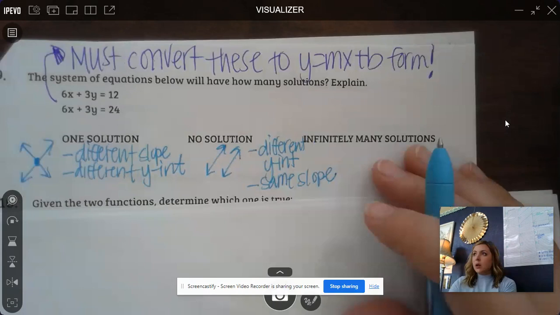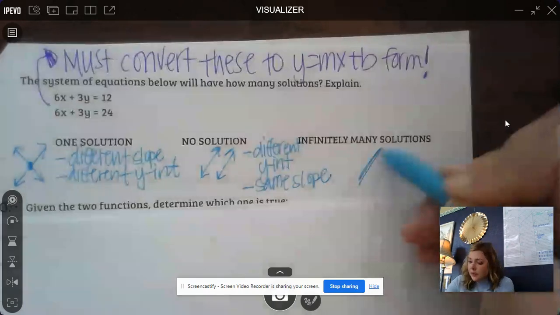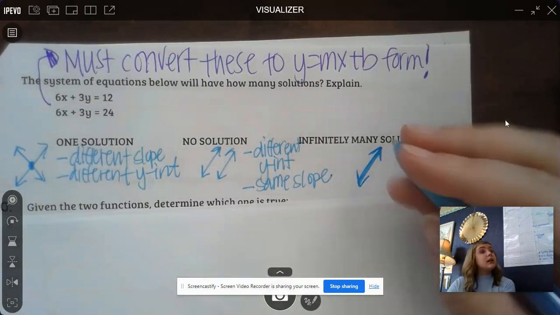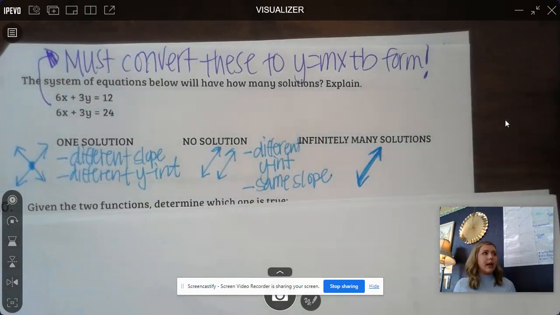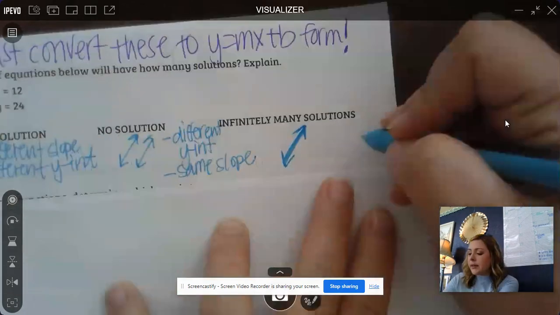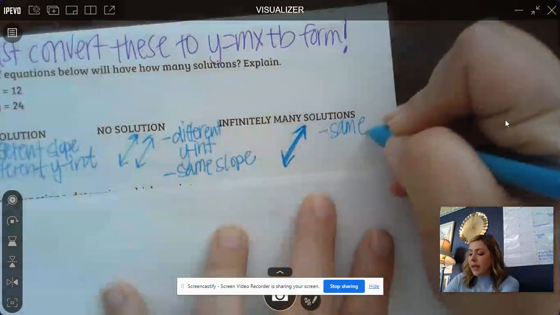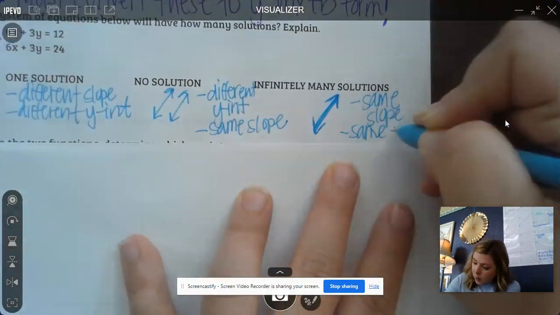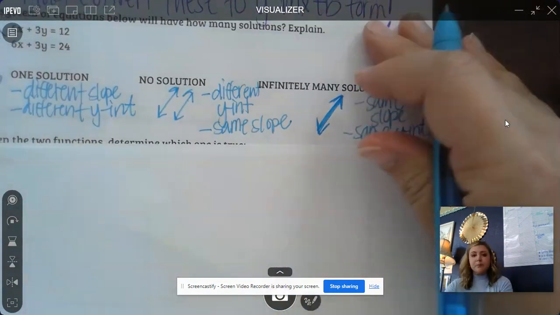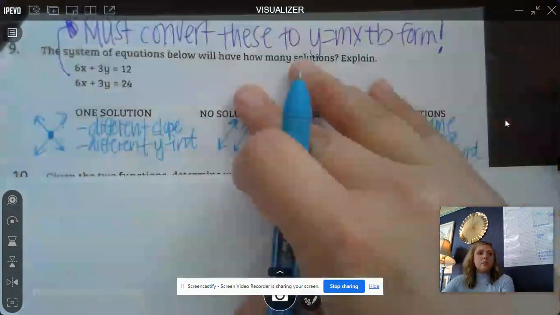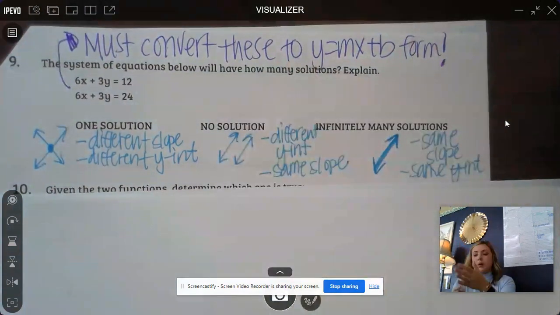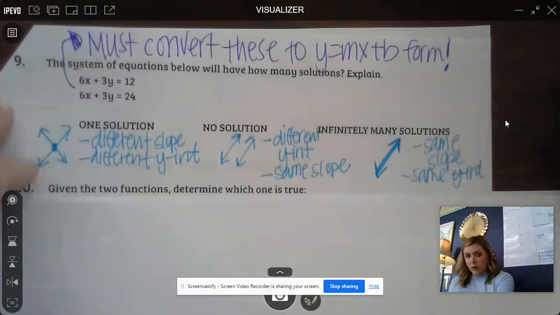And lastly, infinitely many solutions. It looks like one big line. Why? They're the same. Exactly. Very good. Because they are the same. So they have the same slope and same y-intercept. So they're the same line. So it's going to look like a bolded line because they're on top of each other, right? They're graphed on top of each other.